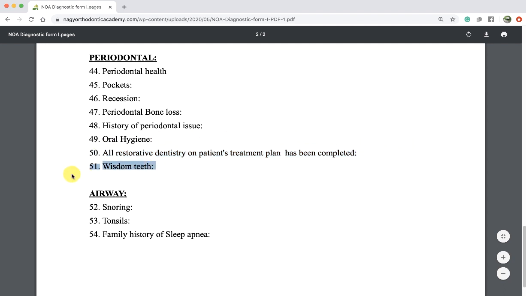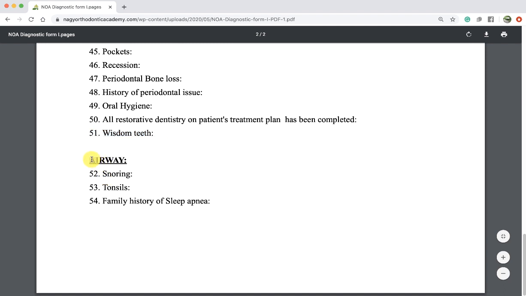And then wisdom teeth. Do the wisdom teeth need to come out now? Do they need to come out later? What's going on with the wisdom teeth? This is where you would mark that, okay? Maybe evaluate wisdom teeth late after treatment. If you're treating a 12-year-old, maybe it's not time yet. Maybe if you're treating a 20-year-old, the wisdom teeth need to come out, so that's where you would put it.